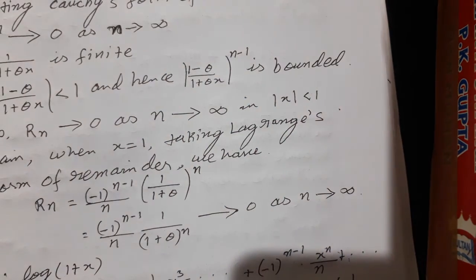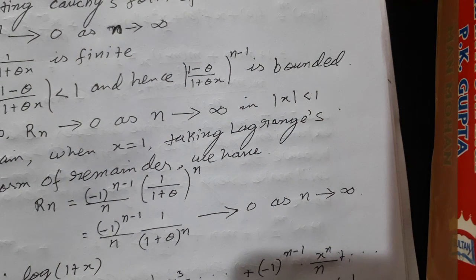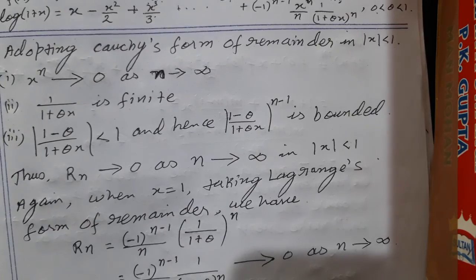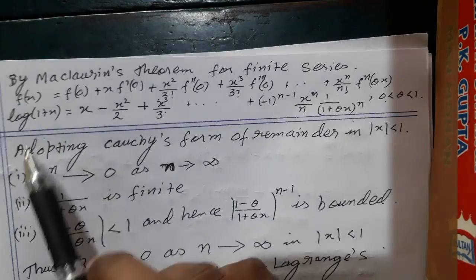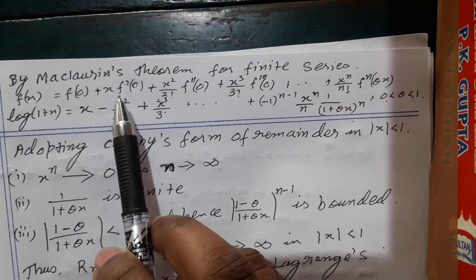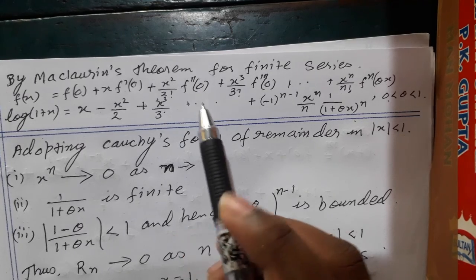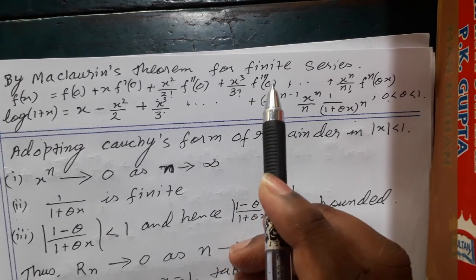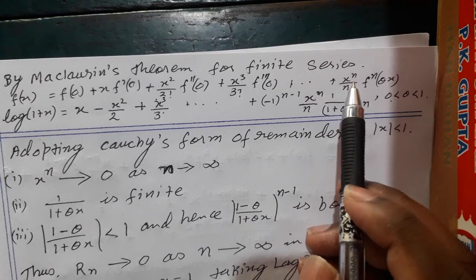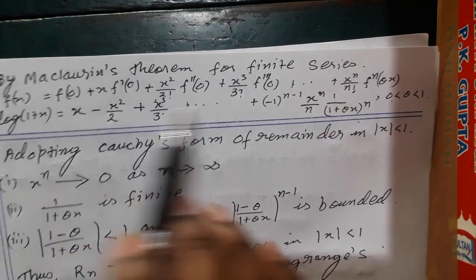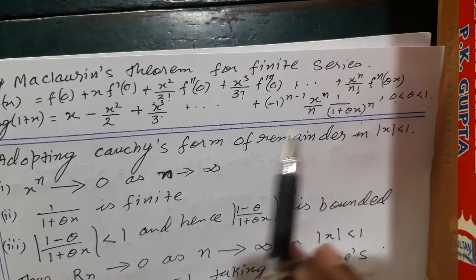Now I'll try to write this log function as a finite series using the Maclaurin theorem. If I write this, I get f(x) equal to f(0) plus x f'(0) plus x squared by 2 factorial f''(0) plus x cubed by 3 factorial f'''(0) plus so on, plus x to the power n by n factorial f^n(theta x). So this is the Maclaurin theorem with the Lagrange form of remainder.